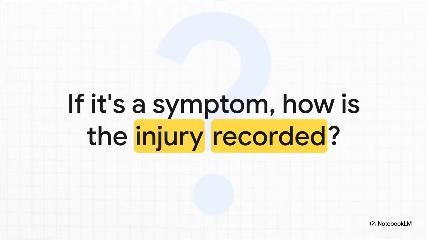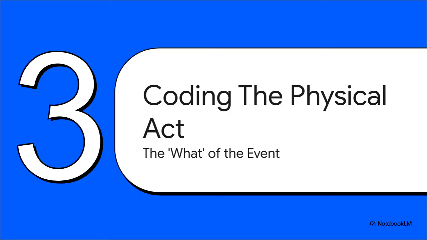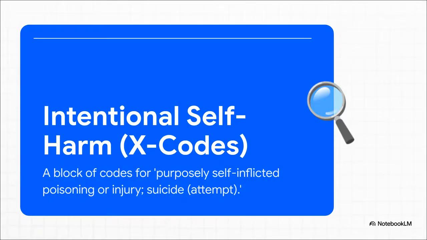So this leads to a pretty logical question, right? If self-harm is the why, if it's the symptom of a disorder, then how do doctors and clinicians record the what? How do they actually document the physical injury itself? And this is where the second part of that dual coding system comes into play. Clinicians turn to a completely different set of codes from Chapter 20 of the manual, a section that's dedicated entirely to the external causes of injuries. Right. These are what are known as the X codes.